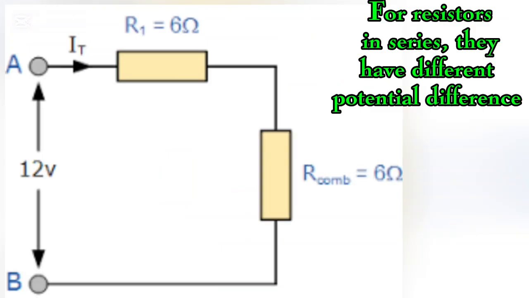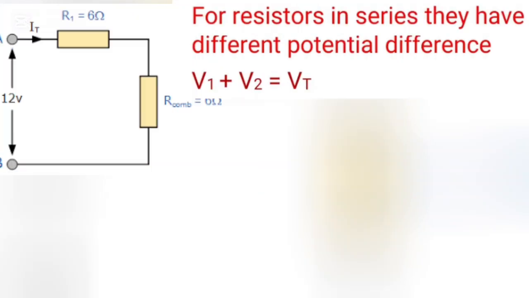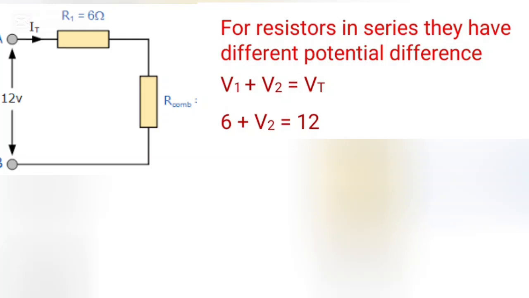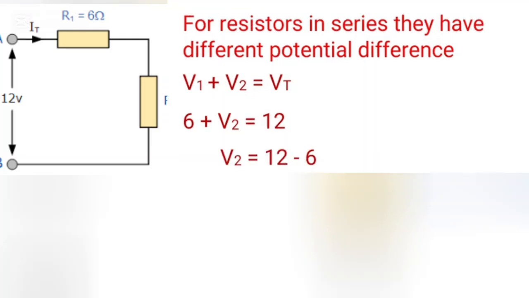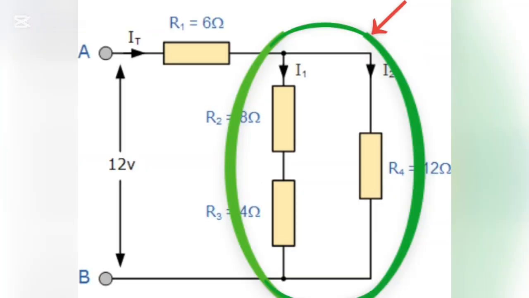For resistors in series, they have different potential differences. So if the total potential difference is 12 volts and the potential difference for R1 is 6 volts, then the potential difference for the other resistors combined will be 6 volts, which is V1 plus V2 is equal to V total. 6 plus V2 is equal to 12. V2 is equal to 12 minus 6. V2 is equal to 6 volts. That means the 6 volts is acting across R4 and across R2 and R3 combined.